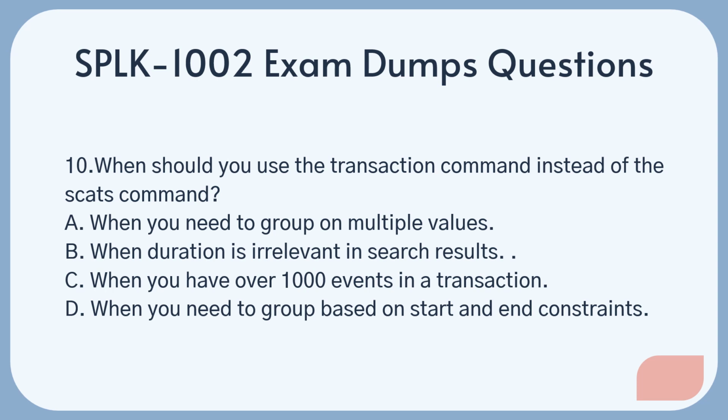10. When should you use the transaction command instead of the stats command? A. When you need to group on multiple values. B. When duration is irrelevant in search results. C. When you have over 1,000 events in a transaction. D. When you need to group based on start and end constraints.